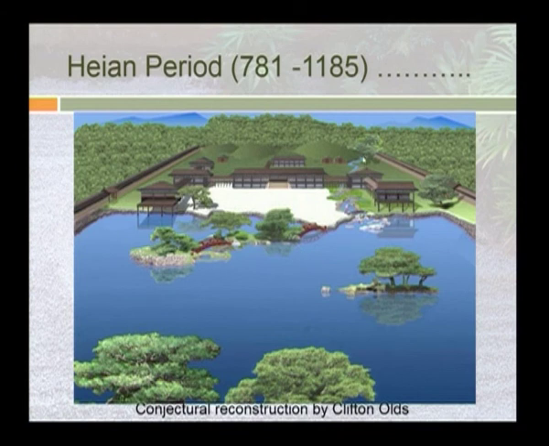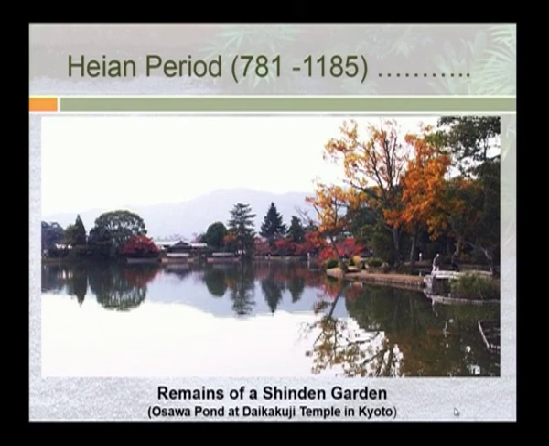We can see the source of water as a stream here, and gardens had elements such as islands, and these islands were linked to the mainland through bridges. These are the important elements of Heian period garden. As I said before, none of the Heian period gardens exist right now, but these are some of the remains of the garden of that time.